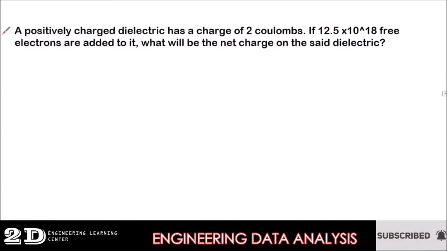Okay. So, ito tayo sa next na problem. A positively charged dielectric has a charge of 2 coulombs. So if 12.5 times 10 to the power of 18 free electrons are added to it, what will be the effect on the said dielectric? Okay, so yung given natin is meron tayong isang charge, na 2 coulombs siya, tapos mag-a-add tayo ng 12.5 times 10 to the power 18 electrons.